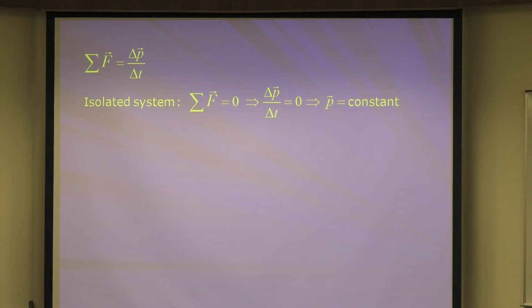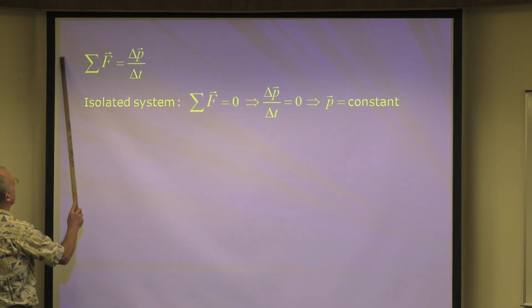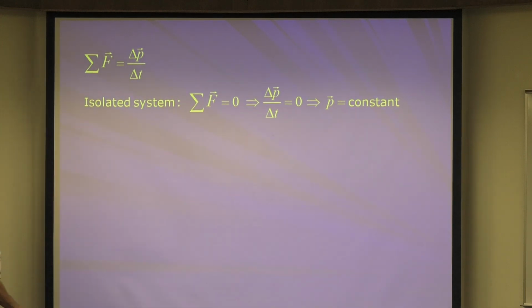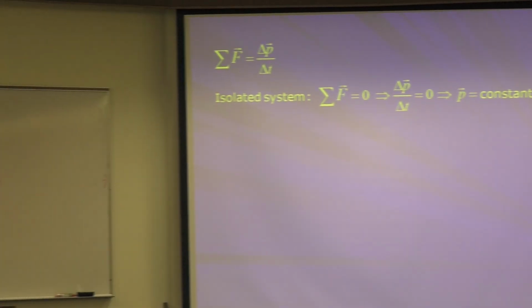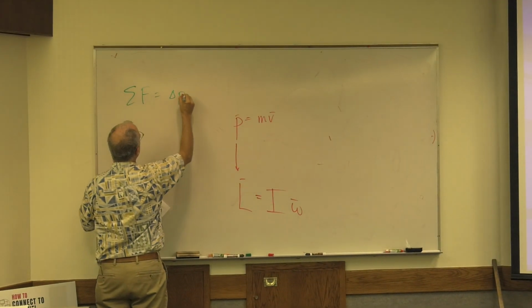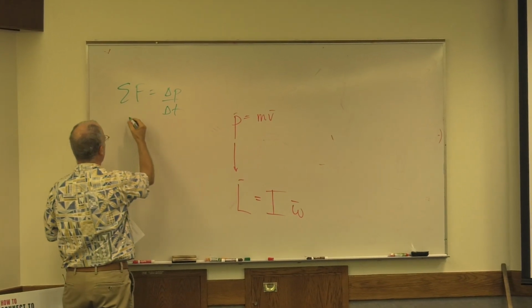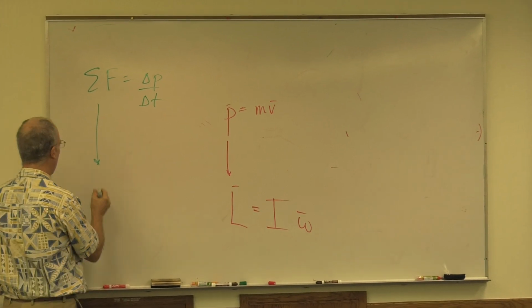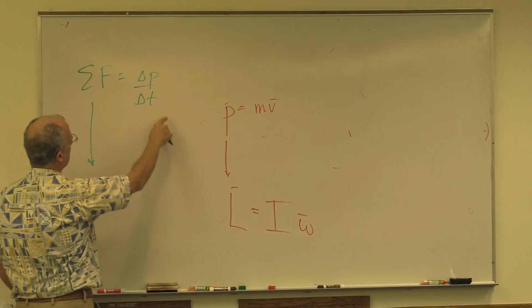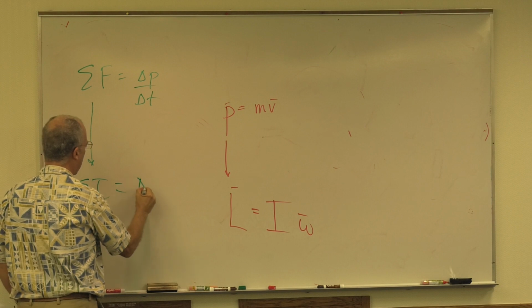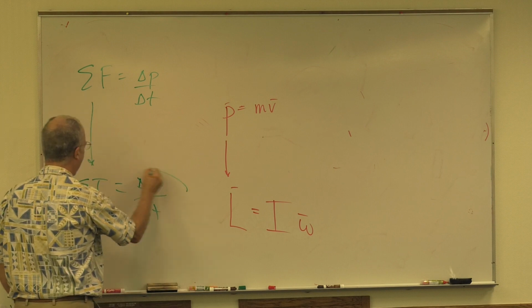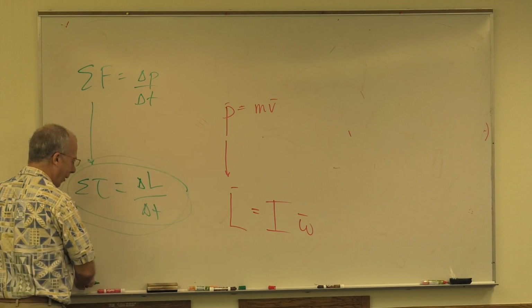Now I want you to guess: what's the rotational version of this equation? Just guess. You'll get it right, I promise. The sum of the forces equals delta P over delta T. What's the rotational equivalent of force? Torque. What's the rotational equivalent of P? L. There you go. That's all you had to do. Isn't that great?